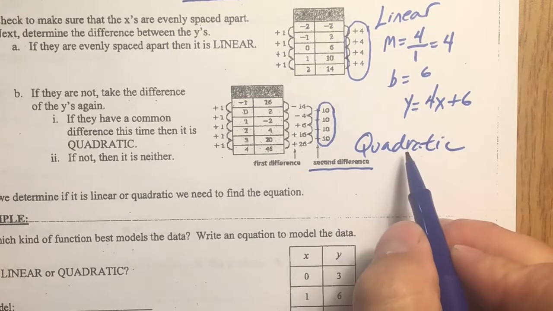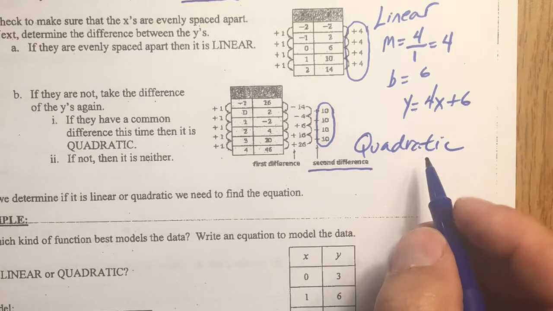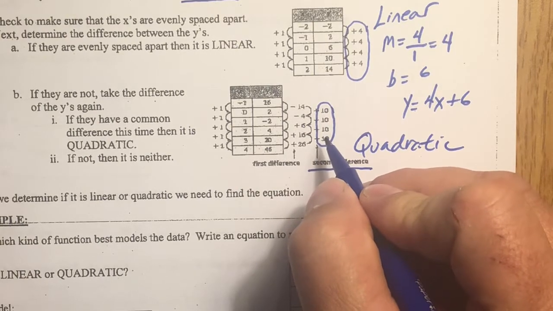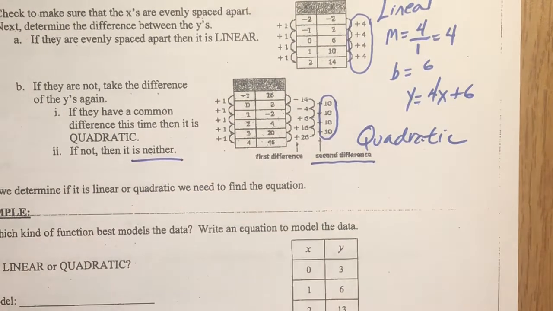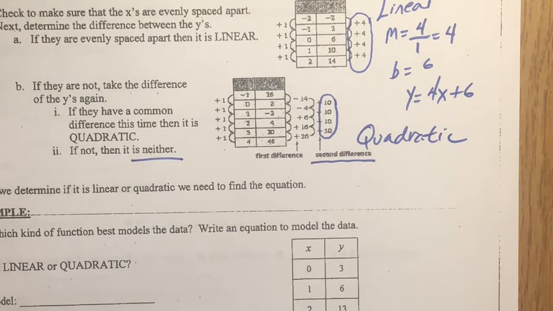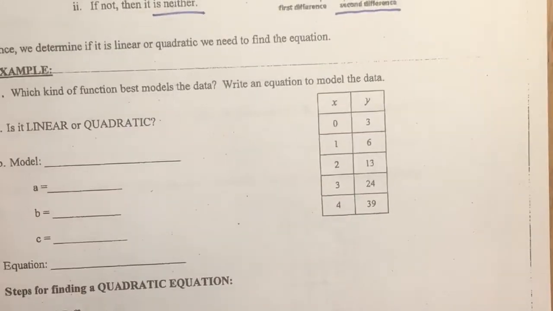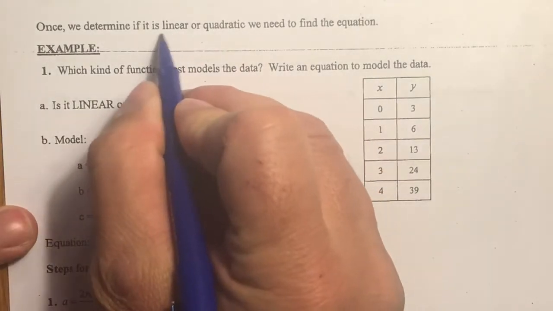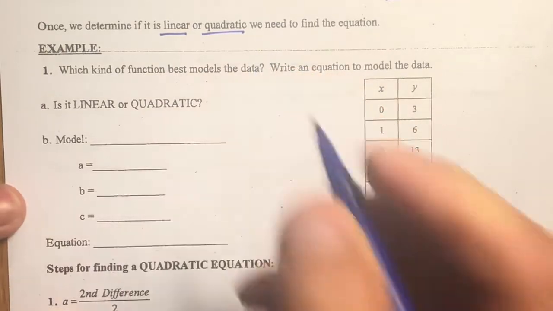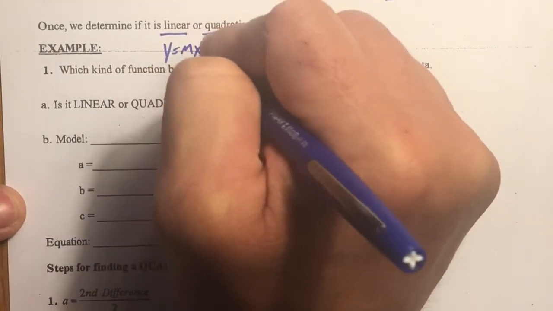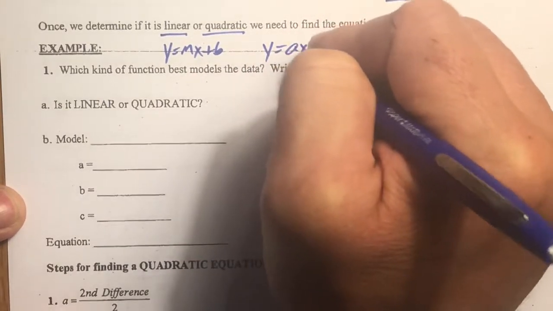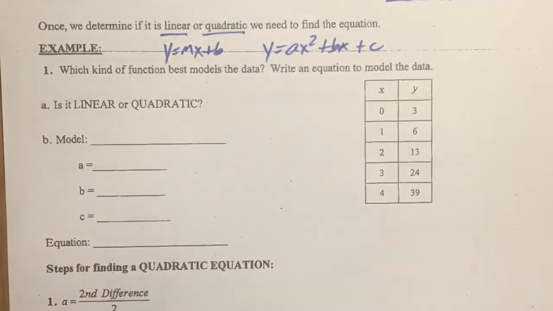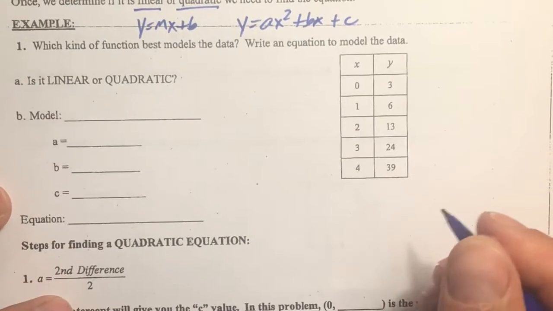Now, if it's quadratic, it takes a little bit more work to come up with the equation. If the second difference is not the same, then this is neither linear nor quadratic. So we're going to use that information for example number 1 here. First, we have to figure out if this is linear or quadratic, because we need to use either y equals mx plus b or y equals ax squared plus bx plus c. We have to figure out which one to use. So I'm going to look at my table of values.